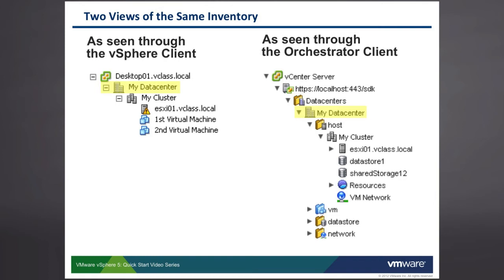Now, that data centers folder is actually a special data center folder. It is created automatically by default. It's visible in the Orchestrator client, but it's hidden from you if you're using the vSphere client. Every vCenter server in the world has at least one data center folder. It will always be called data centers, and any additional data center folders that you create will show up as children of the data centers folder that's created by default.